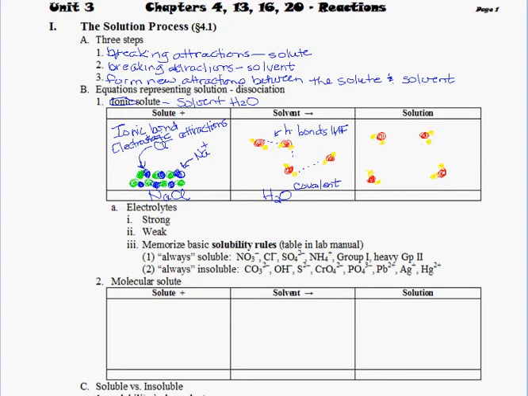All right, so as we then create our new attractions, again, because the substance is ionic, we're going to end up separating the ions throughout the solution. And as those ions are separating, they're going to need to try to create new attractions that are being formed. So our sodium ion is going to attract to the oxygen, and our chloride ion is going to attract to our hydrogens.